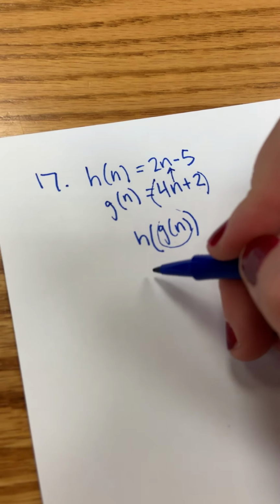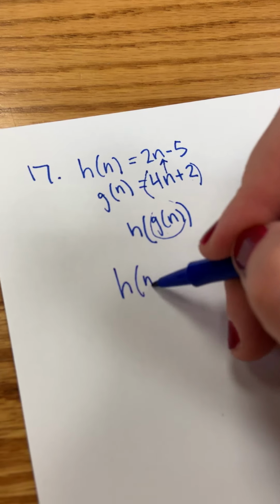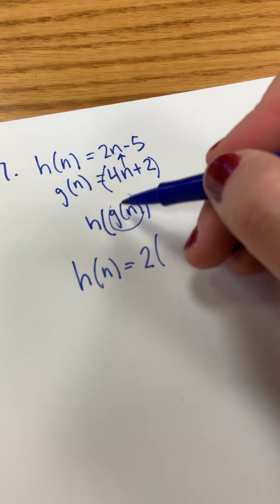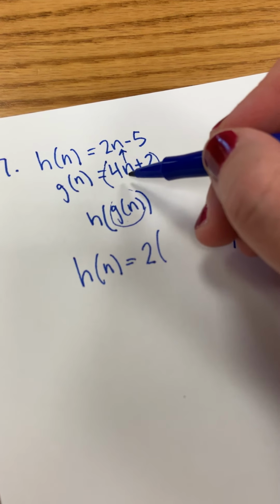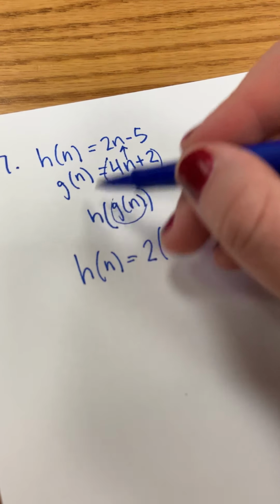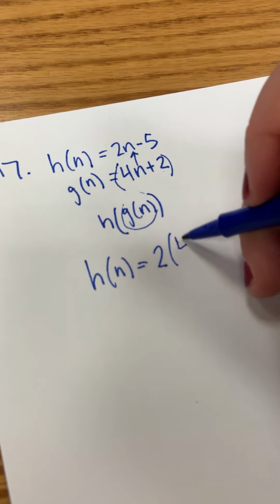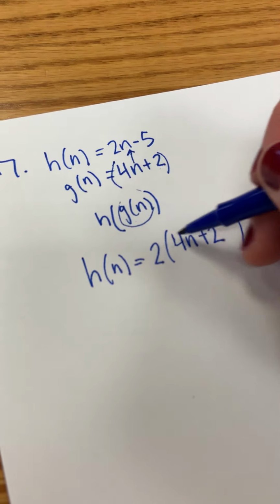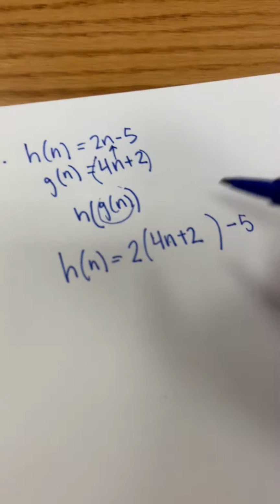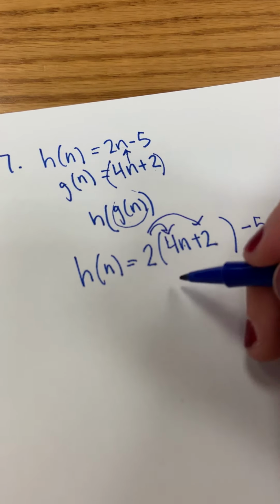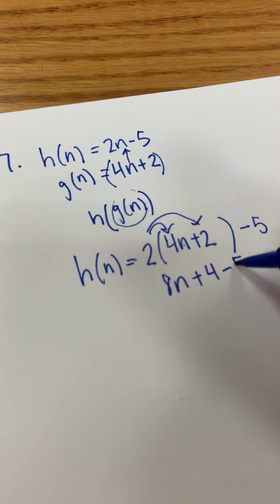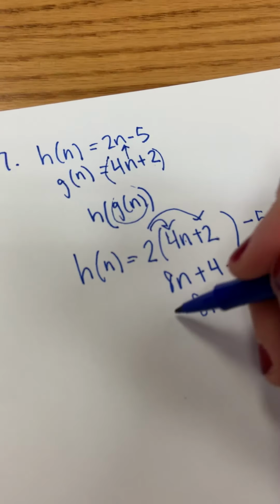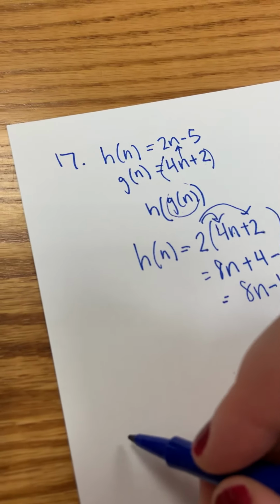So I'm going to watch this. h of n is 2 times, and now I'm going to make a big parentheses here because n is no longer n. It says plug in g of n into h for n. So I'm going to plug in 4n plus 2. Now that I just did 2 times n, it's 2 times n minus 5. So I'm going to do 2 times 4n and 2 times 2. So I have 8n plus 4 minus 5. So I'm going to have 8n minus 1, and that's your final answer because there's nothing further that we can do.